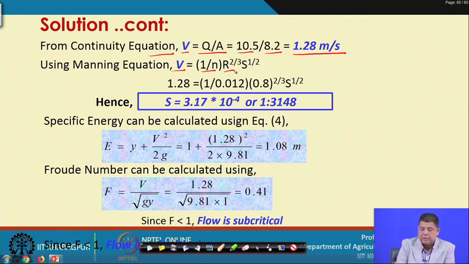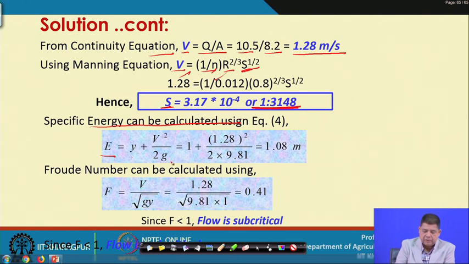And in Manning's equation we know V equals 1 by n R to the power 2 by 3 S to the power half. So, V is known, n is known, R we have already calculated. So, the only unknown is S. So, from here we can find S, which comes out to be 1:3148. So, that is the bed slope of the channel, that is there will be 1 meter fall over 3148 meters horizontal.